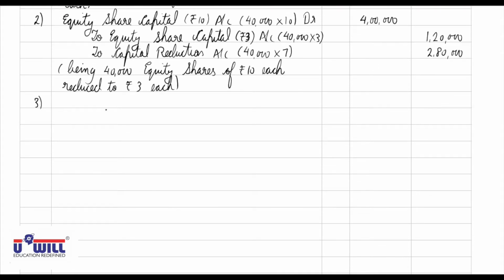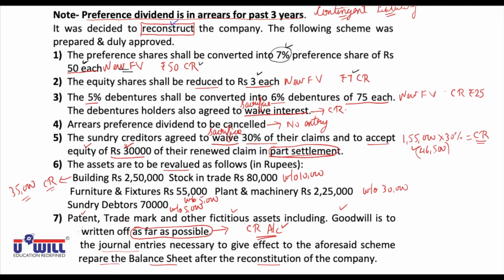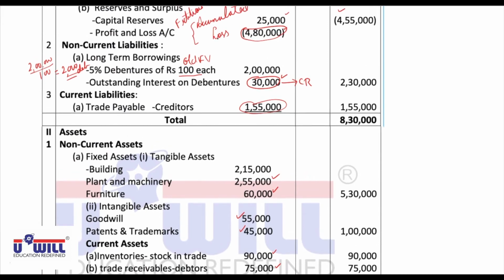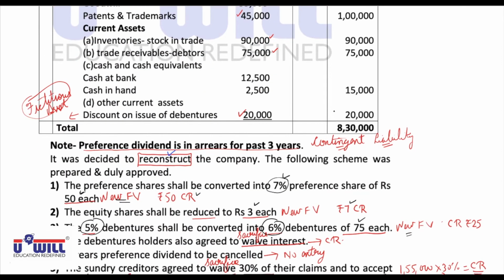Now third note, third adjustment, third entry. 5% debentures shall be converted into 6%. So old are 5% which we will reverse and debit. New are 6% which we will credit and create and bring it in the books of accounts. Further debentures of rupees 75, that is the new face value. So old face value 100 rupees we will debit and new face value 75 we will credit.